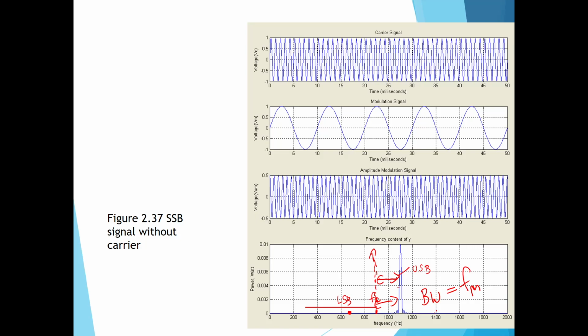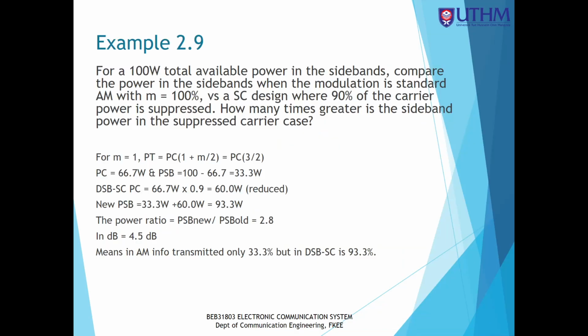Example 2.9. Okay, the last example. For 100 watt of total available power in the sidebands, compare the power in the sideband when the modulation is standard AM 100% versus a suppressed carrier where 90% of the carrier is suppressed. The second question asks how many times greater the sideband power is in the suppressed carrier case. So this example is quite confusing actually.